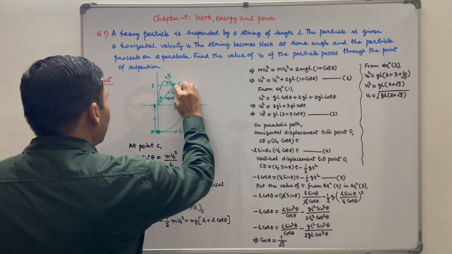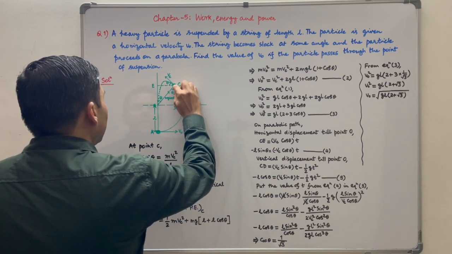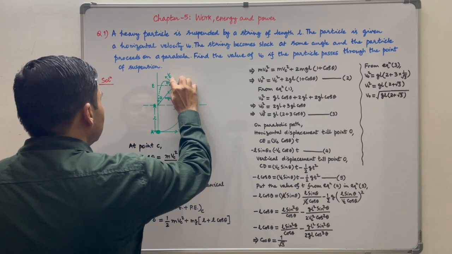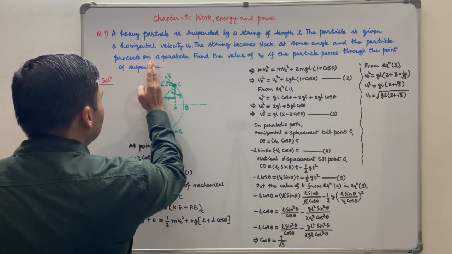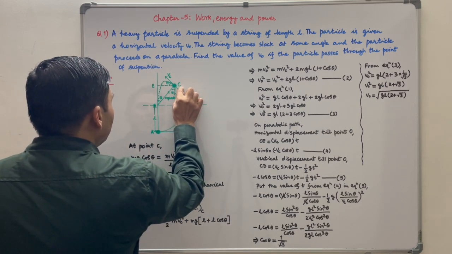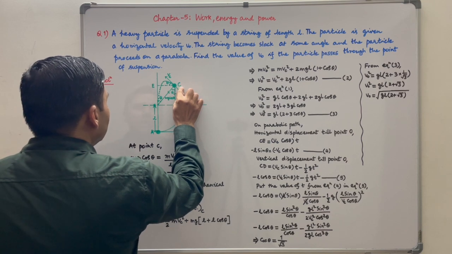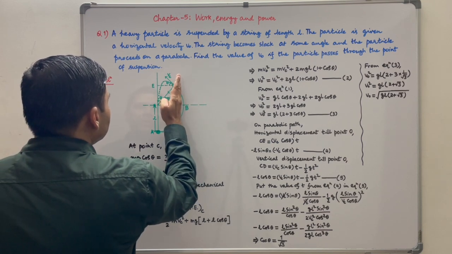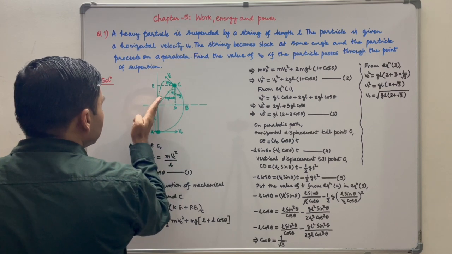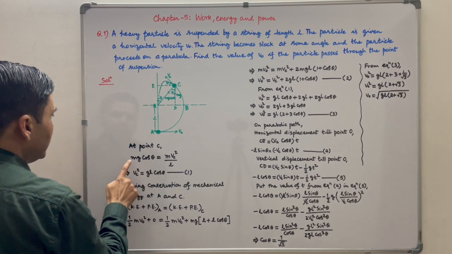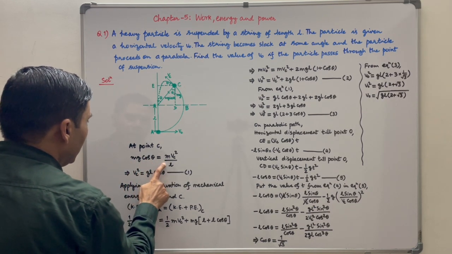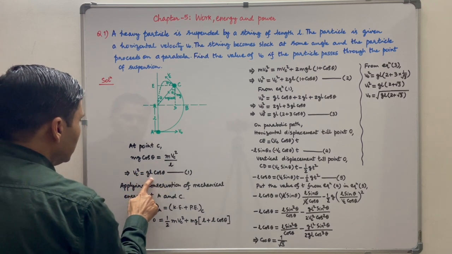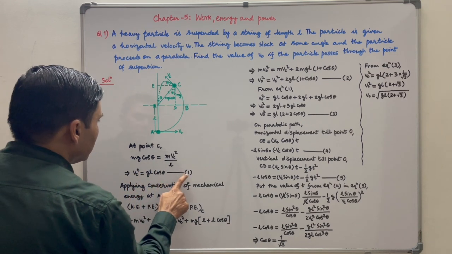First, we will find the velocity of the particle at point C, that is vc. Suppose line OC makes an angle theta with the vertical. At point C, the particle was on the circular path. So the component of weight along CO, that is mg cos theta, will provide the necessary centripetal force. So mg cos theta is equal to mvc²/L, or vc² is equal to gL cos theta. Suppose this is equation number 1.